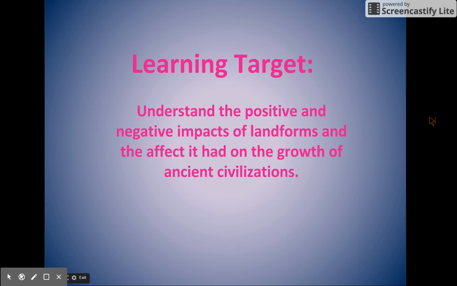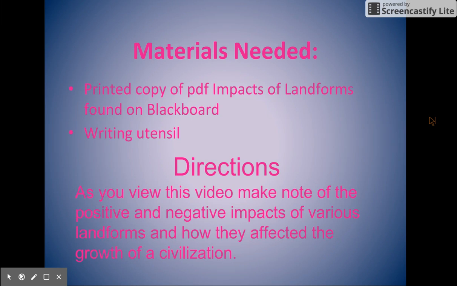Our learning target in this video is to understand the positive and negative impacts of landforms and the effects they had on the growth of ancient civilizations. The materials needed are a printed copy of the PDF Impacts of Landforms that you will find on Blackboard and a writing utensil. Your directions are, as you view this video, make note of the positive and negative impacts of various landforms and how they have affected the growth of the civilization.